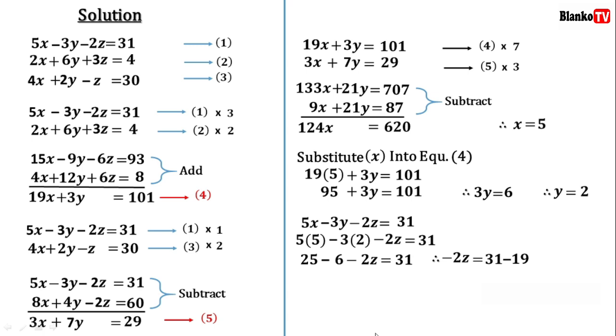I hope you are following the steps. So z is going to be negative 6. That is 31 minus 19 divided by negative 2, and that is going to give us negative 6. So our final solution is x is equal to 5, y is equal to 2, and z is equal to negative 6. Thank you so much for watching.